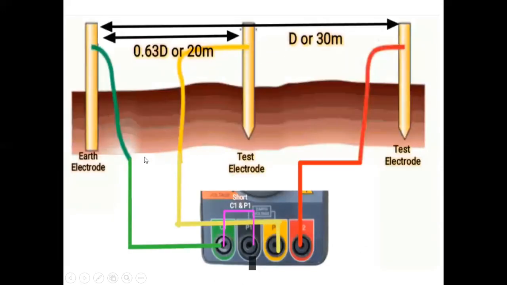This is your actual connection diagram. This is your four ports of the earth tester. These are the three electrodes, and the yellow point P1 is connected to the test electrode. Again, green is connected to the earth electrode. Green and black should be short circuited, and red is connected to the other test electrode.